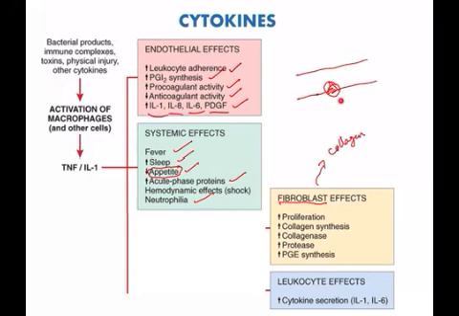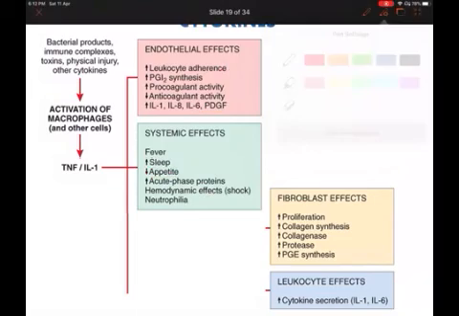So later, this lacuna would be replaced by the actual parenchymal cells which have to be present over there. Basically, it should be skin cells, such as epidermal cells, right? Then they also lead to increased collagenase, protease, and prostaglandin E synthesis. All these things will be effects of fibroblasts. And then leukocytic effects include increased cytokine secretion such as interleukin 1 and interleukin 6. So these are certain effects of cytokines.